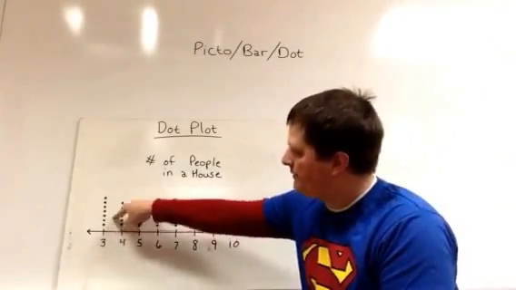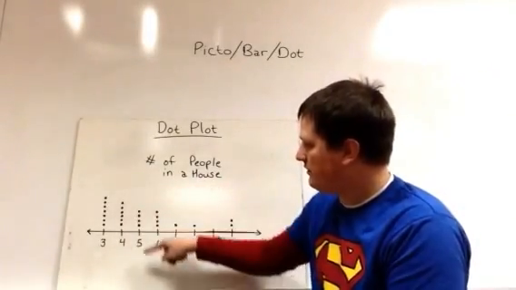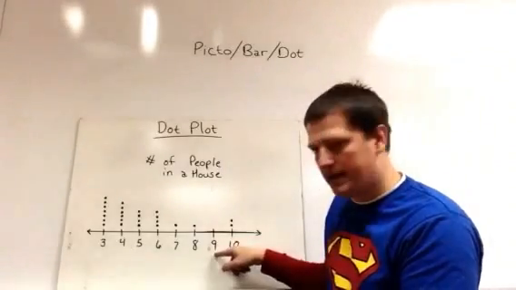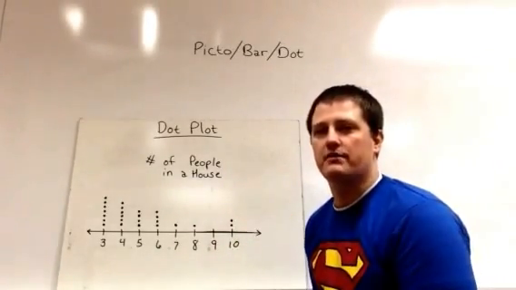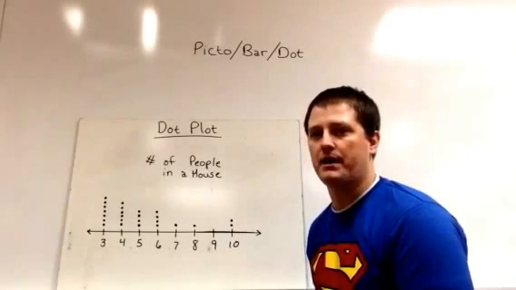So over 3 we have 7 dots. Over 4 we have 6 dots. 5 we have 4, 6 we have 4, 7 and 8 each have 1, 9 there's nothing, and 10 there's 2. Hopefully this gave you some information on pictographs, bar graphs, and dot plots.